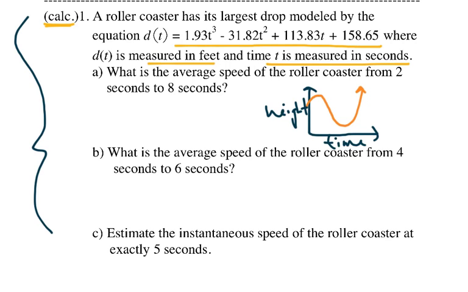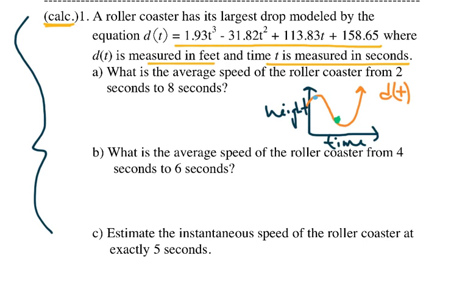Now, here's a quick visual graph to give you a sense of what's going on here. If you graph this function, d of t, you'll get something like this. After 2 seconds, the corresponding distance you've traveled, or the height, is going to correspond with a point right here. And then you're going to go down that big drop. And at 8 seconds, you will be near the bottom of the drop. If you graph it on Desmos, you'll see what I'm saying here.